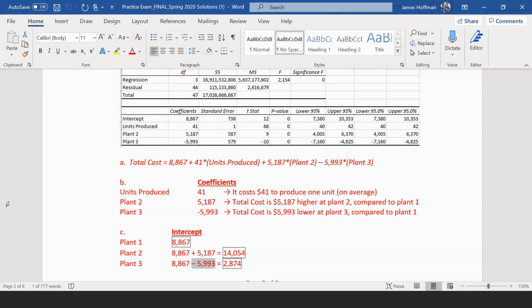All right, and then for plant 3, we explained already that it was lower than plant 1. So if that's the case, just start with plant 1, 8,867, and subtract the coefficient for plant 3. All right, so this minus this is the intercept for plant 3. So that's 8,867 minus 5,993, which gives us the plant 3 intercept of 2,874.